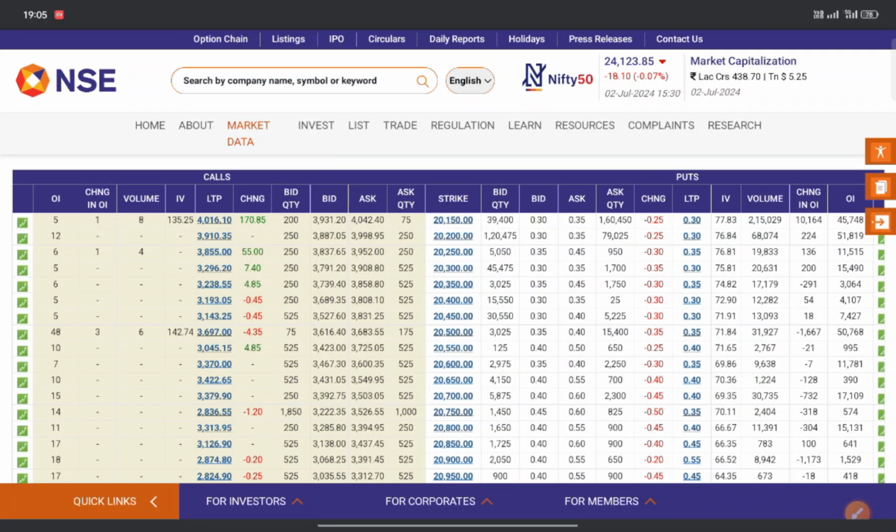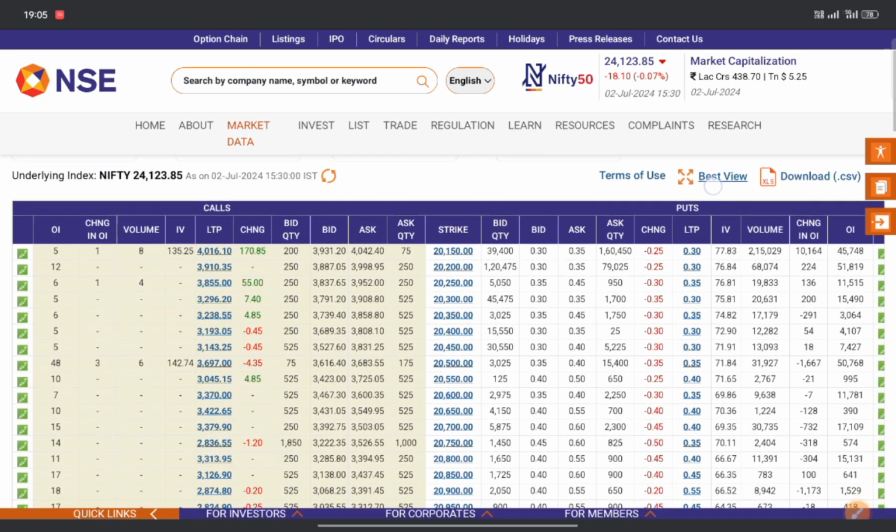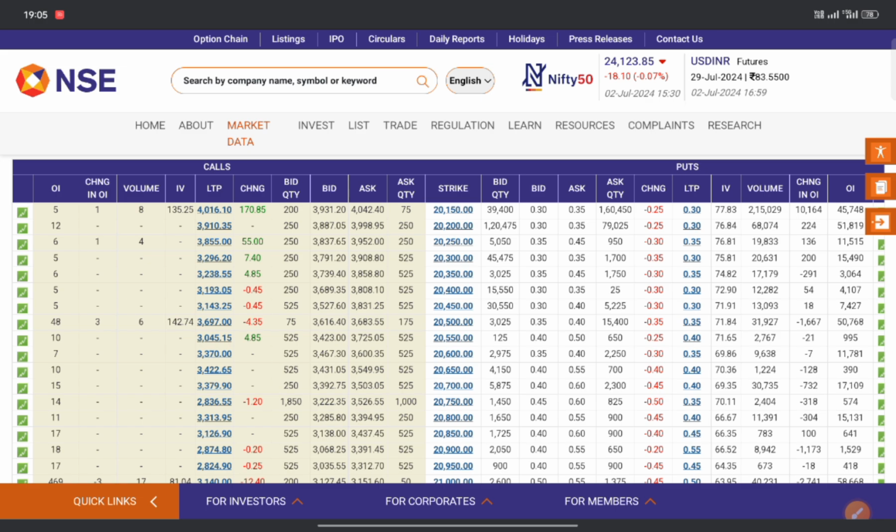So if you want to start option trading, you must know about the option chain. And the biggest question is, what is an option chain? An option chain is a chart. This chart is called an option chain.